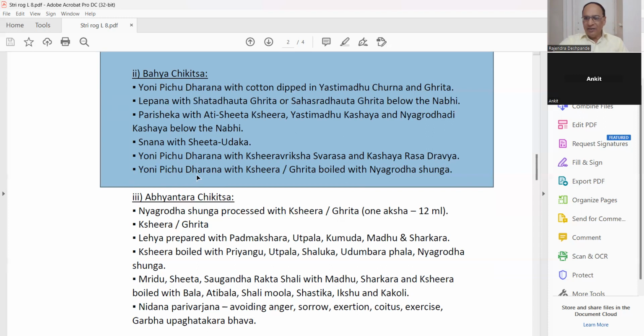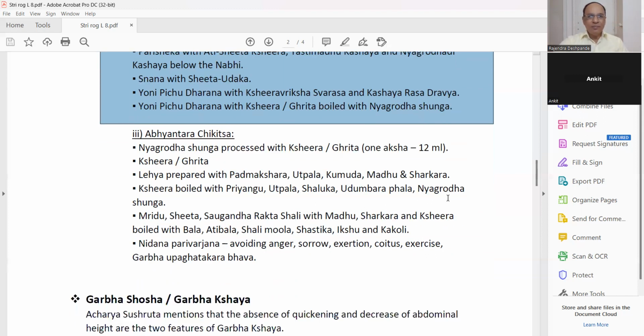Yoni Pichu Dharana. Holding the vaginal swab with Kshira, milk, Ghrita, medicated ghee, boiled with Nyagrodha Shunga. Okay, next we will go.